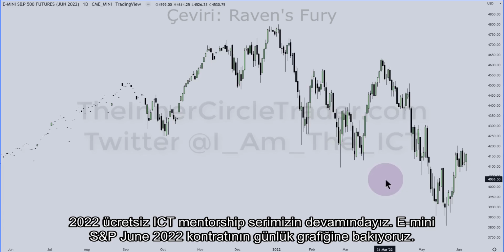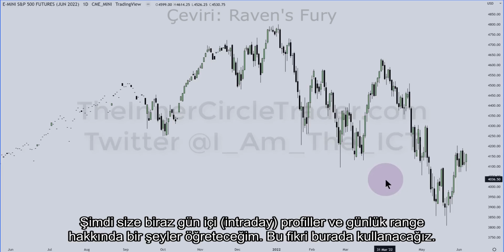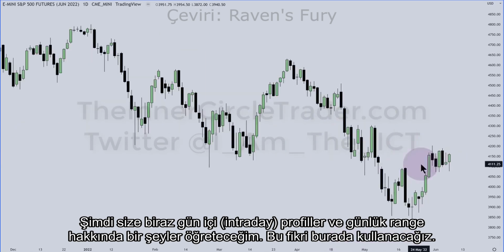We're looking at the E-mini S&P June contract for 2022 daily chart. All right, so I'm going to teach you a little bit about intraday profiles and daily range, and we're going to be using this idea here.